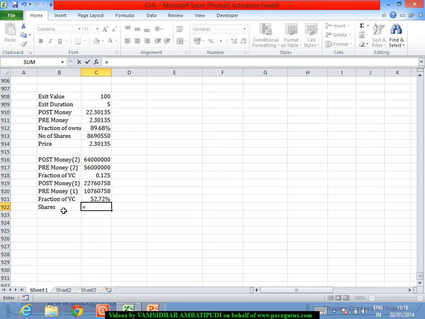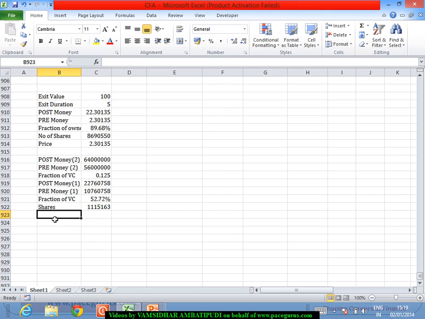Based on this, the total number of shares which the VC is initially going to get is, initially there were 1 million shares multiplied by F divided by 1 minus F. So this is telling me that the VC is going to get around 1.115 million shares in this transaction.